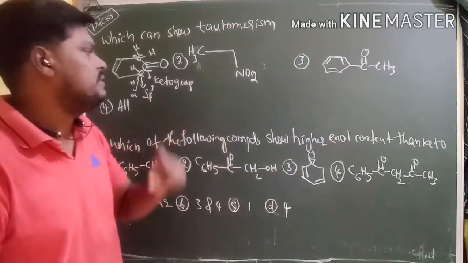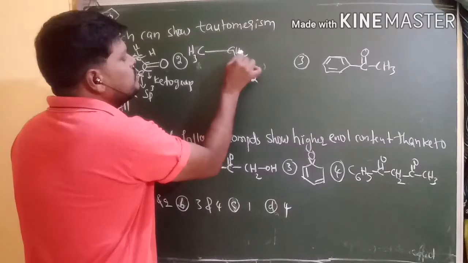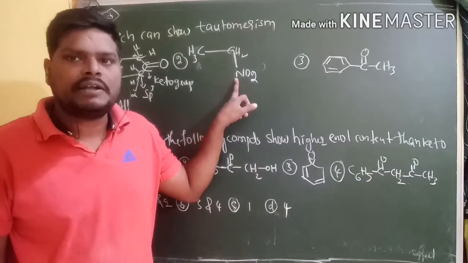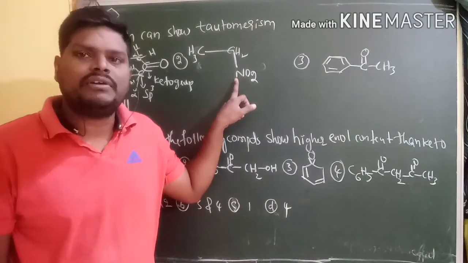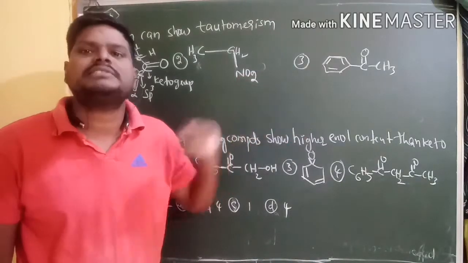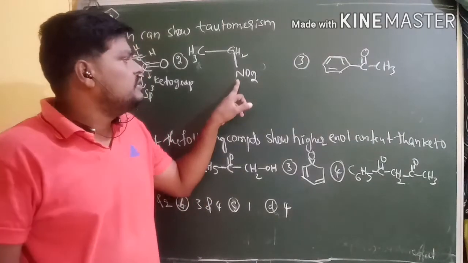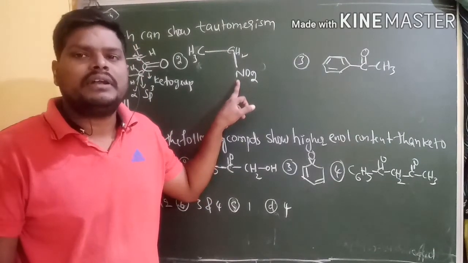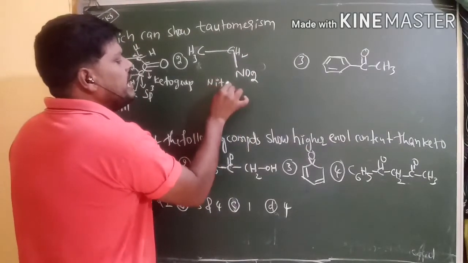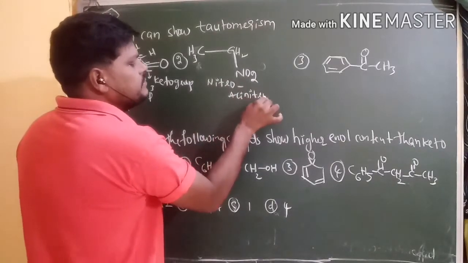Coming to the second option, CH3CH2NO2. Here in NO2 the central atom is nitrogen, so it is based on nitrogen atom tautomerism. I have already explained this in my previous classes. This is an example of nitro to acinitro tautomerism.